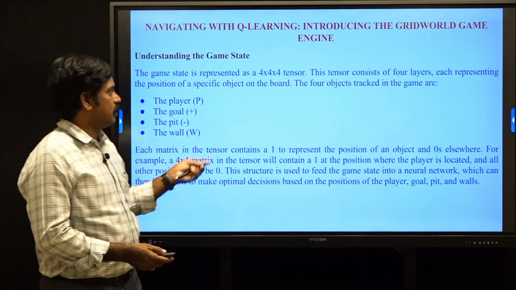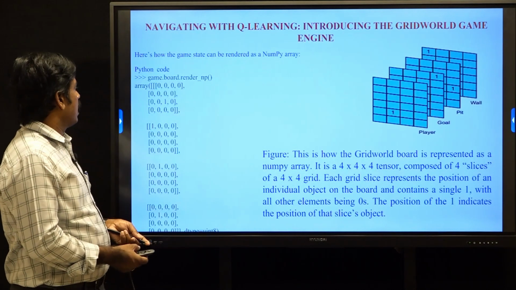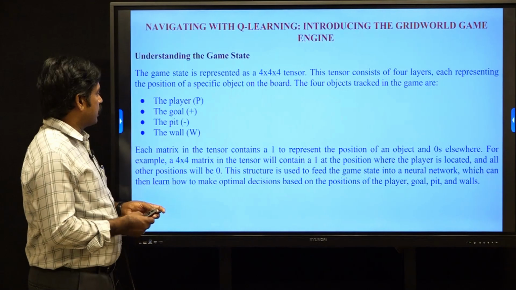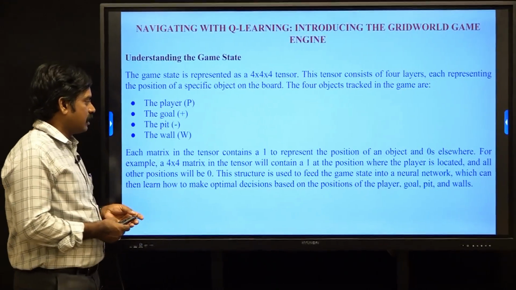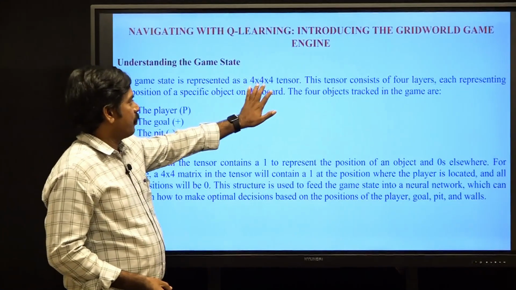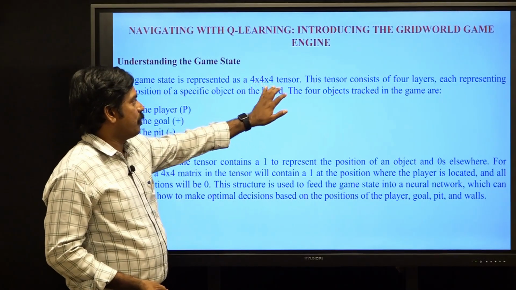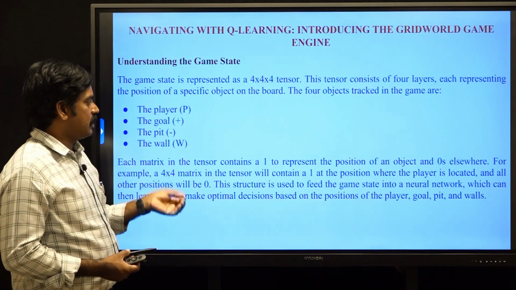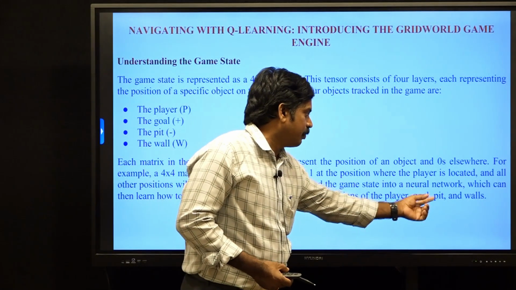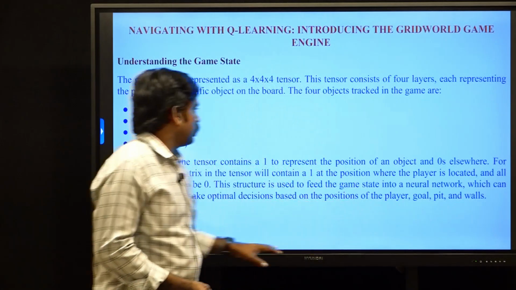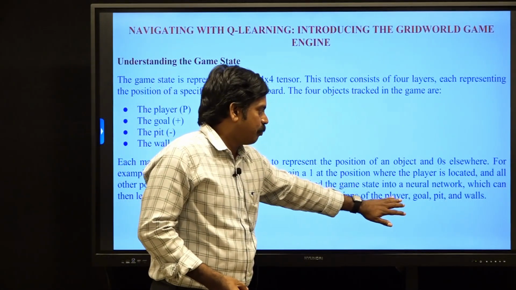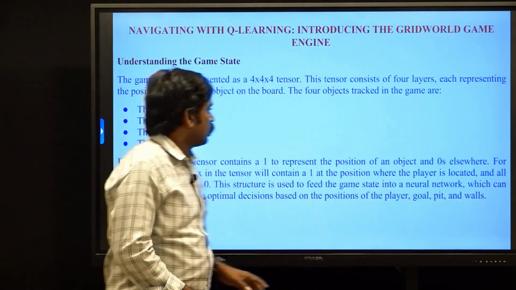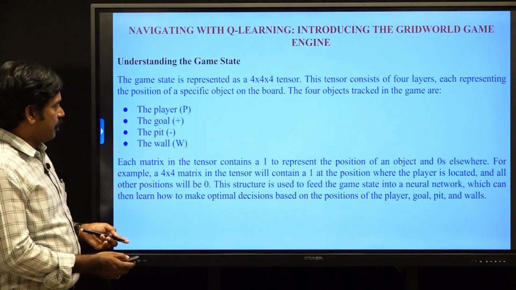So we have to give this game state as input to the neural network. In this game state we have 4x4 matrices. Each matrix represents one object, where the objects are the player, goal, pit, and walls. The first matrix is the representation of the player. The second matrix represents the goal, the third the pit, and the fourth the walls.